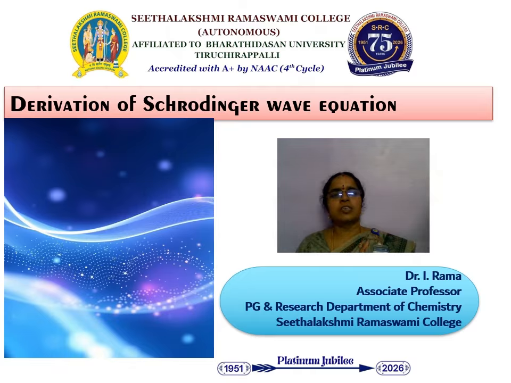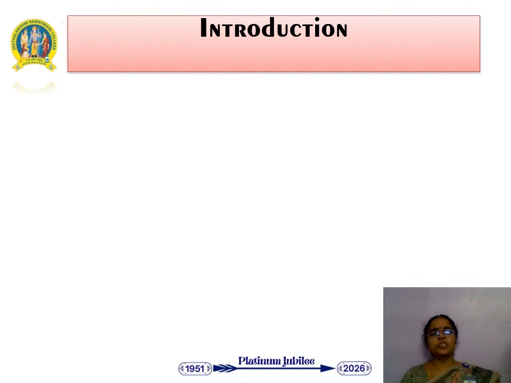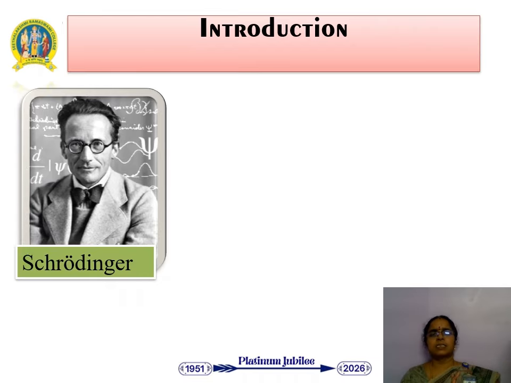In this session, we are going to derive the Schrodinger wave equation, one of the most fundamental equations in quantum mechanics. It connects the wave nature of matter as proposed by de Broglie with the concept of energy and probability distribution of particles. This Schrodinger wave equation was developed by Erwin Schrodinger in 1926, addressing the key limitations in Bohr's atomic model.